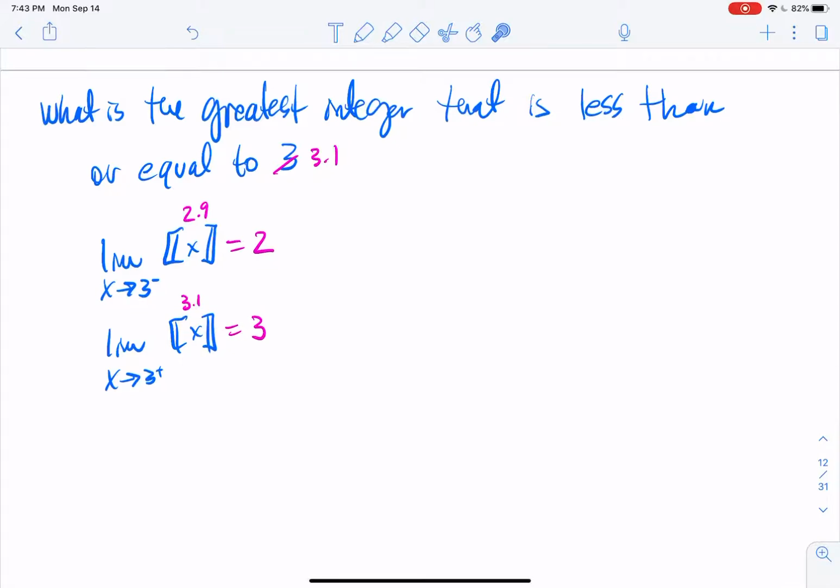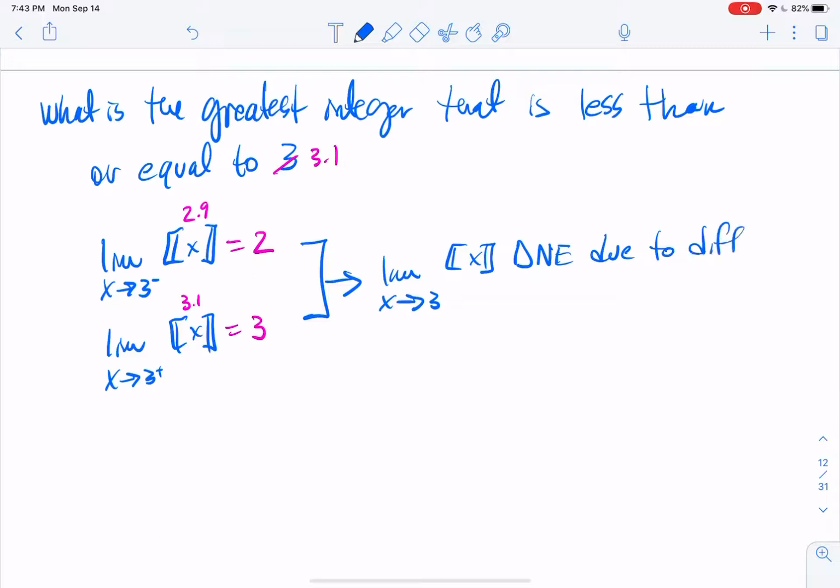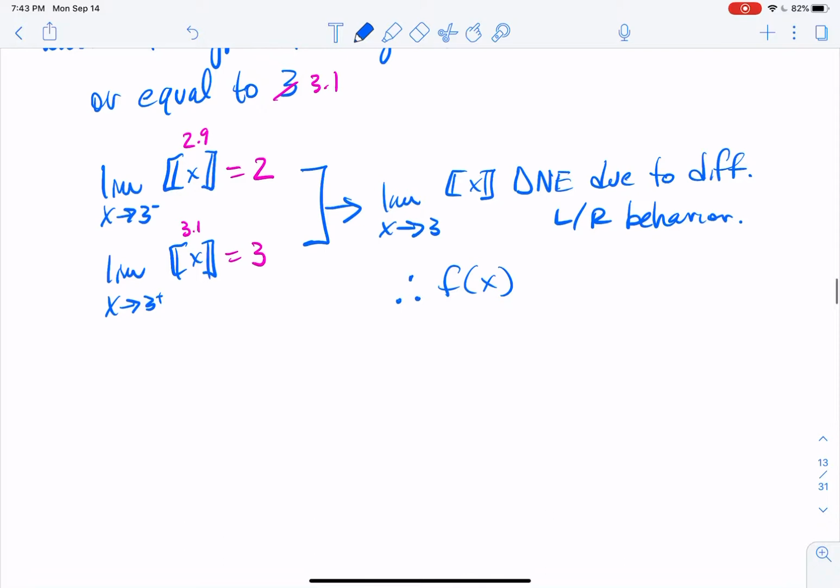What can I conclude from this? I can conclude that the limit as x approaches 3 of the greatest integer function of x does not exist. And why is that? It has different left-right behavior, due to different left-right behavior. Therefore, with the three fancy dots for therefore, g of x is not continuous.